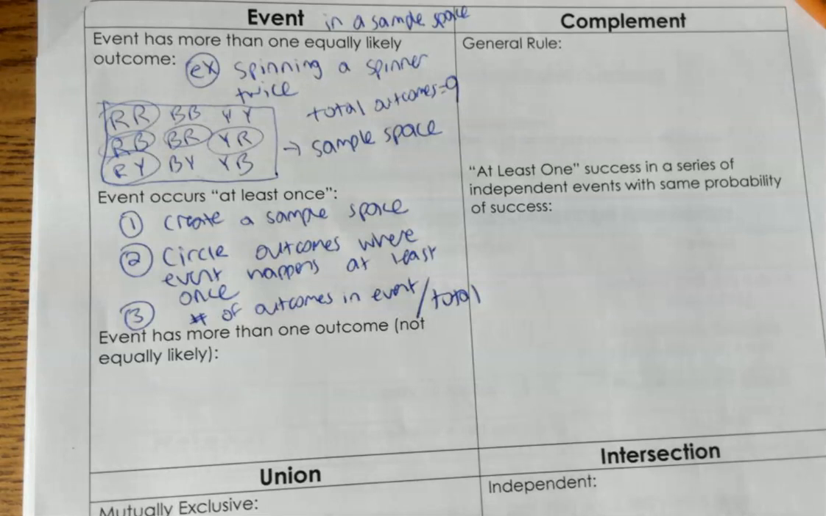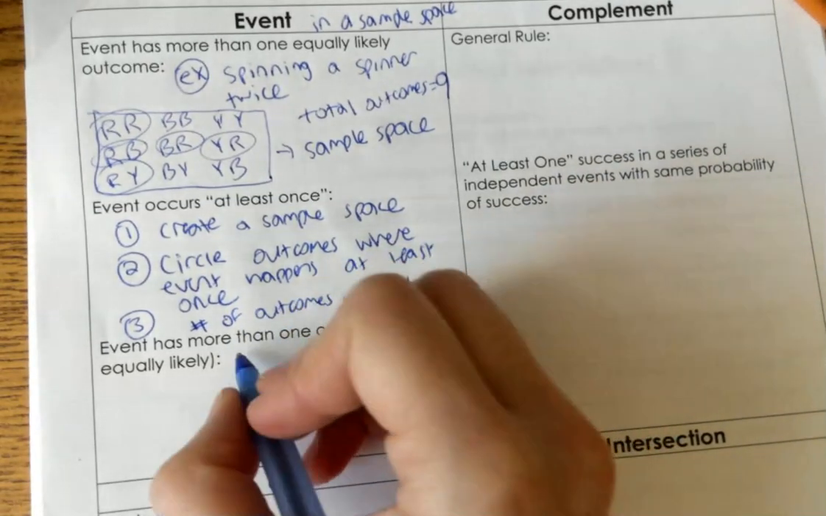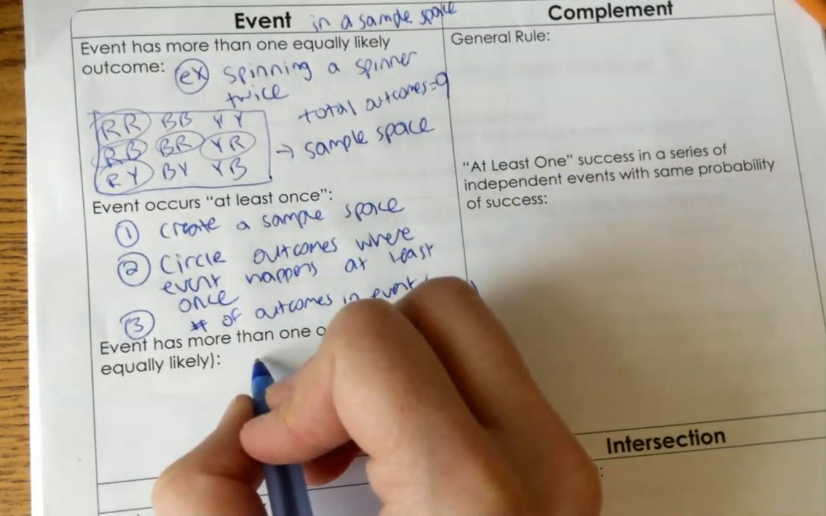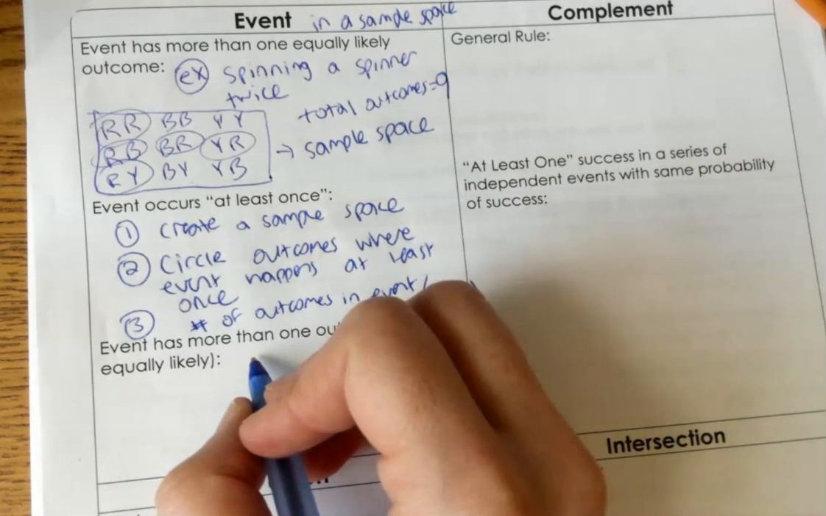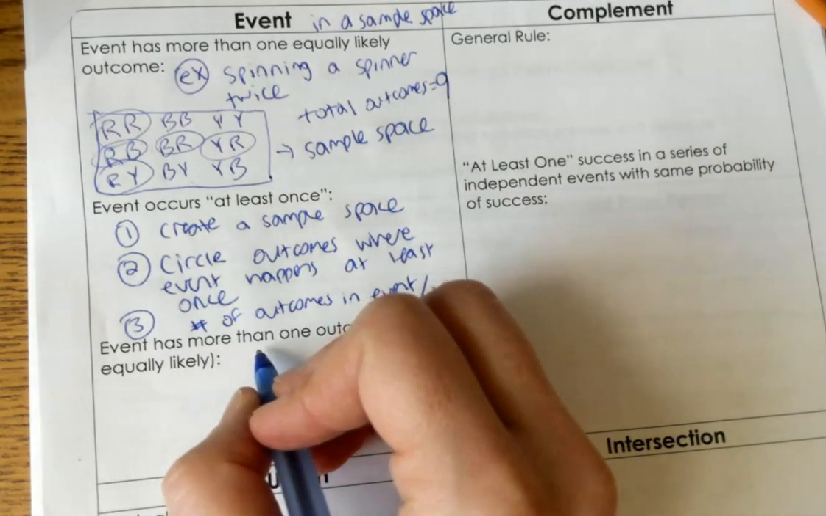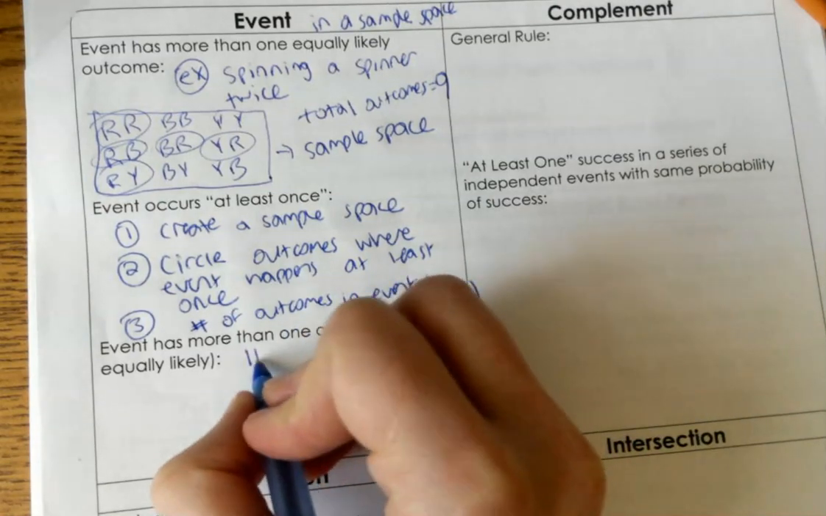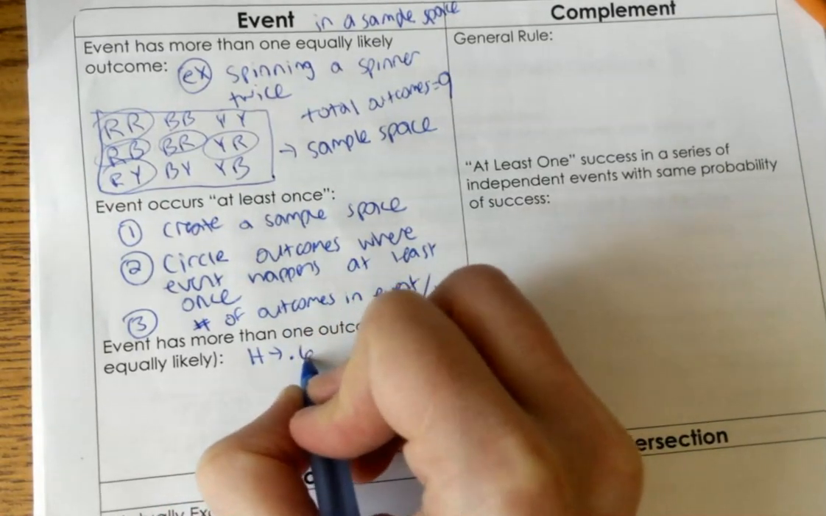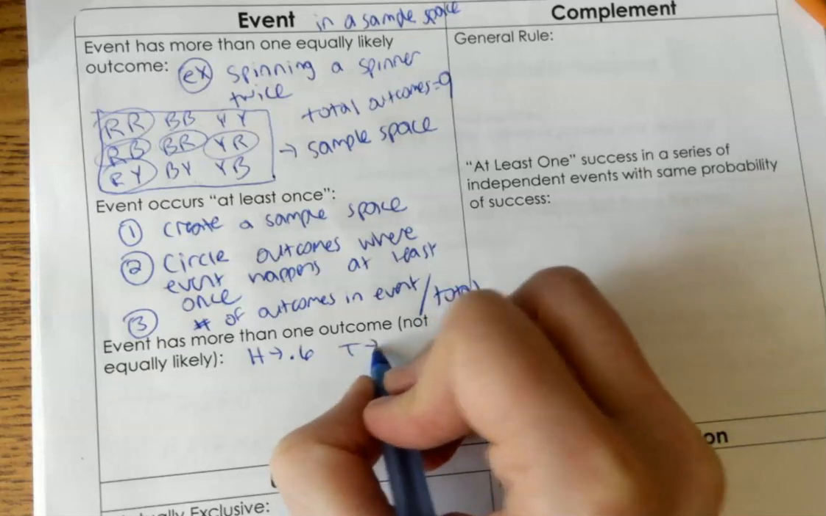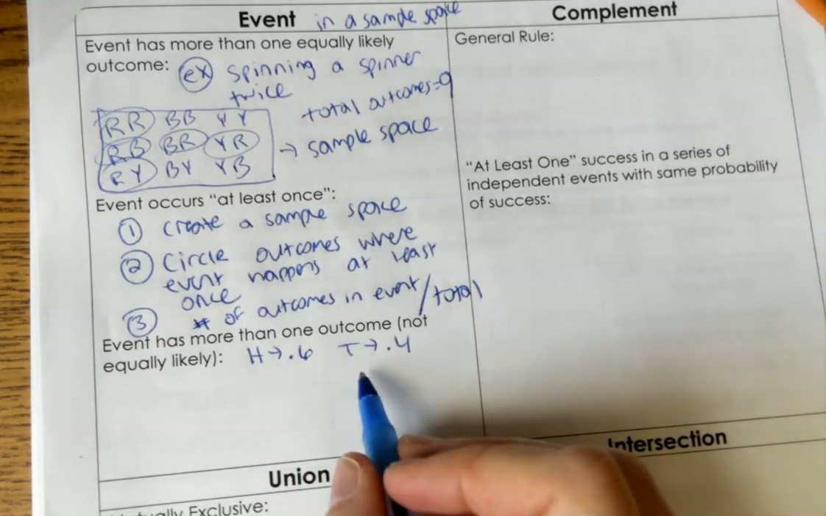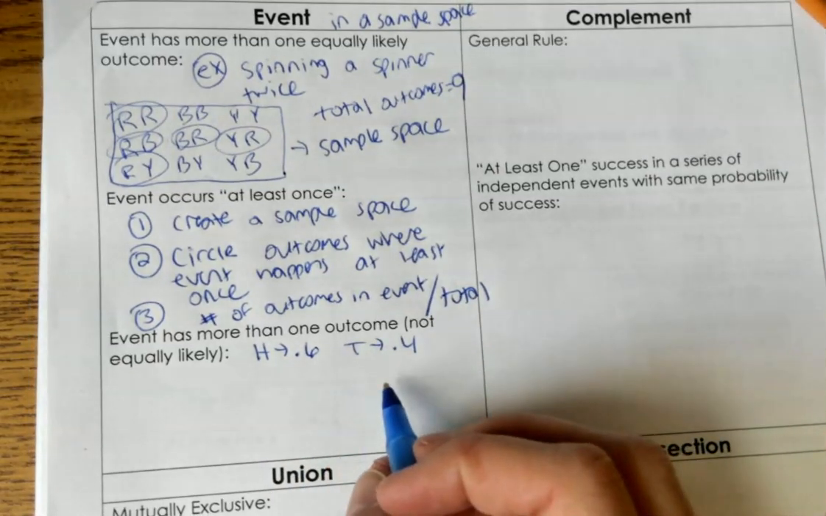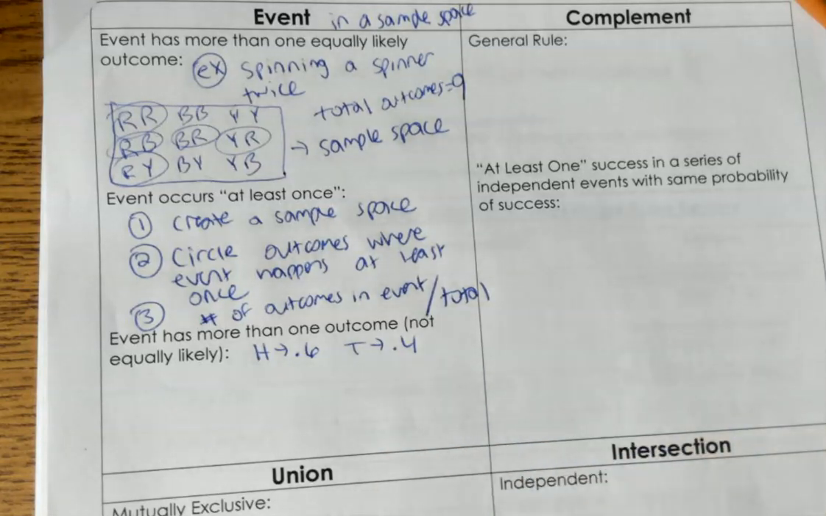All right, if an event has more than one outcome, that's not equally likely, right? So if you have an event, I probably should have had an example already. All right, let's say I didn't have a fair coin, right? Let's say that heads was 60%, 0.6, and tails was 40%. So what if I flip it twice? What are my outcomes? Well, I still have a sample space, right? But they're just not equally likely.